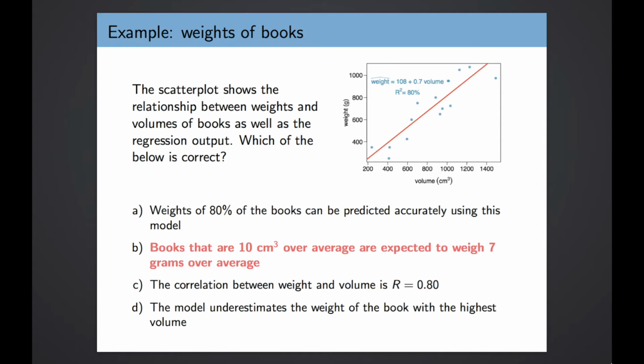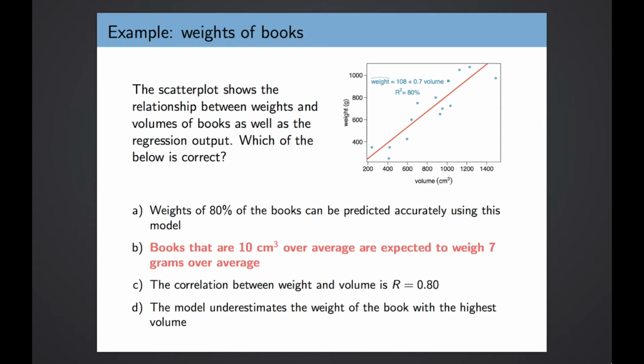Let's talk briefly about why these other options are incorrect. So option A says that the weights of 80% of the books can be predicted accurately using the model. This is not the correct interpretation of R squared. R squared tells us that 80% of the variation in the dependent variable y can be explained by the model. This does not mean that the model exactly predicts 80% of the values of the dependent variable. So that's an important distinction to make.